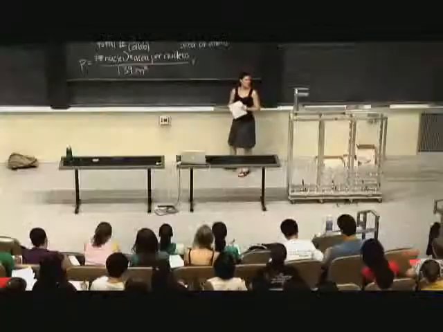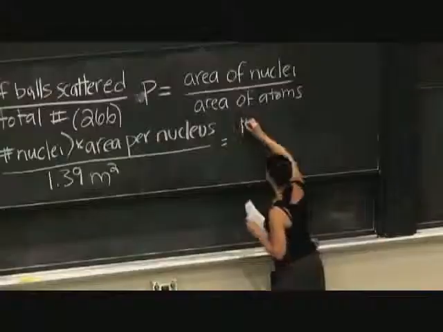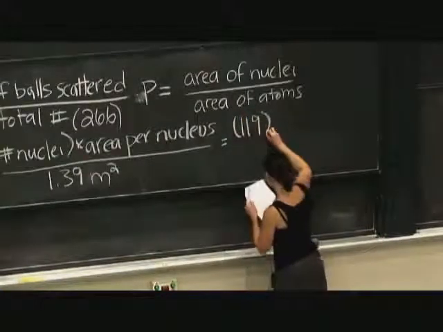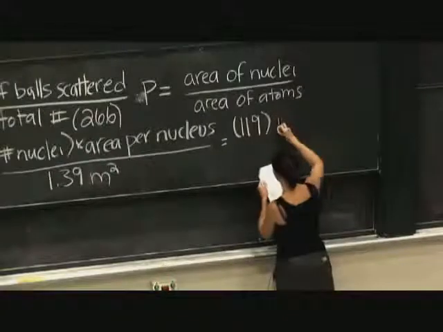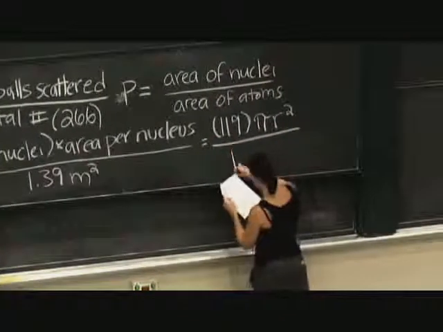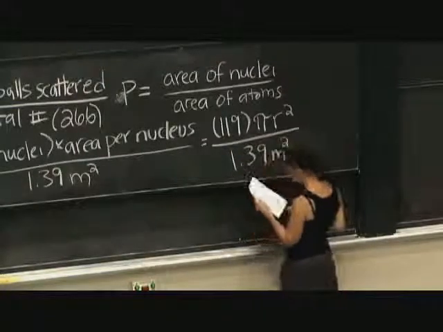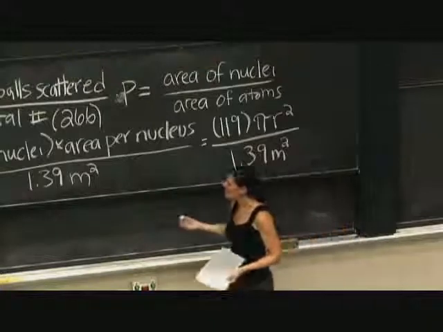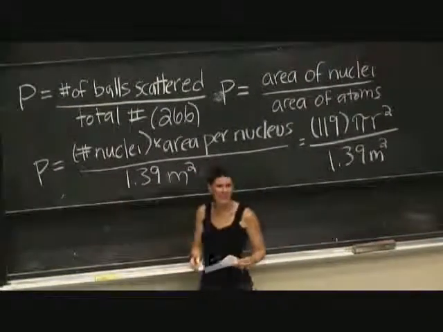The area of all of the nuclei is going to be the number of nuclei times the area per nucleus. And we're going to talk about the cross-section here to keep it simple. And all of that is divided by the area of the atoms, which is 1.39 meters squared, measuring that space there. So the number of nuclei, if we were to count these as well, is 119. So we'll multiply that by just pi r squared to get that cross-section, and divide all of that by 1.39 meters squared.